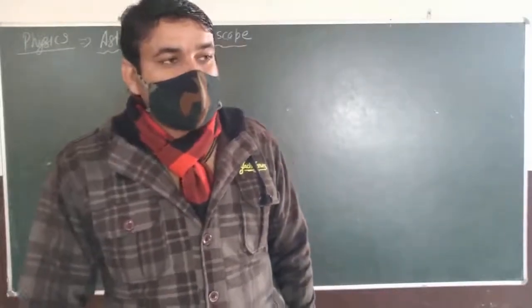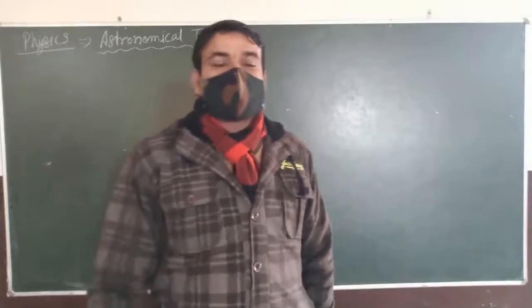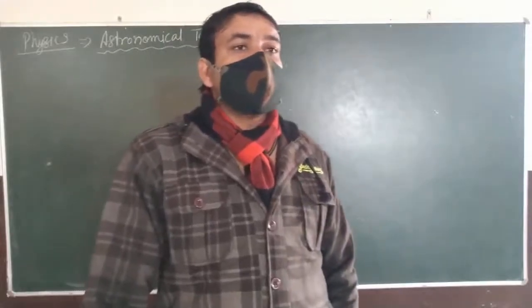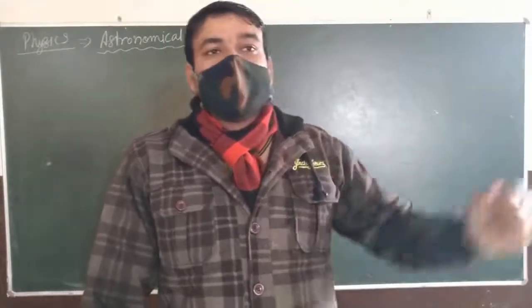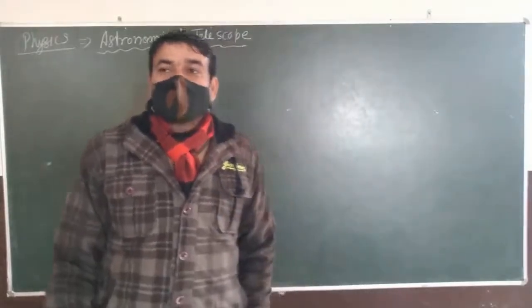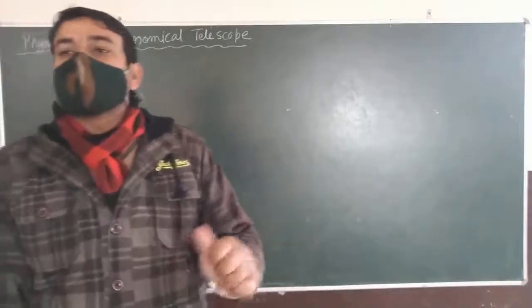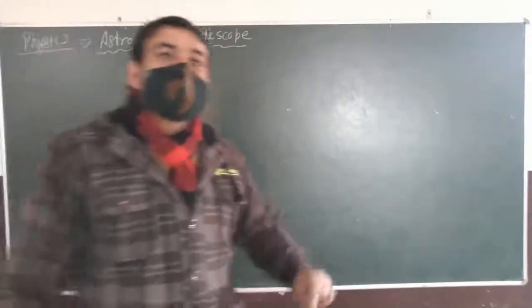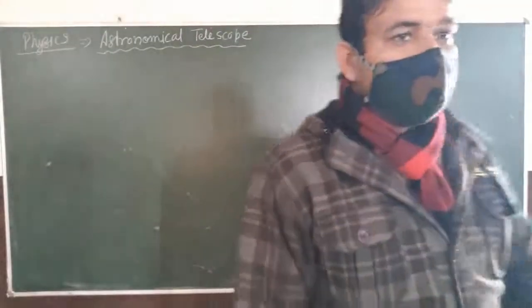Students, our today's topic is Astronomical Telescope. It is a device which is used to see far away objects very clearly. Its principle is similar to the compound microscope, but there is one difference between them.